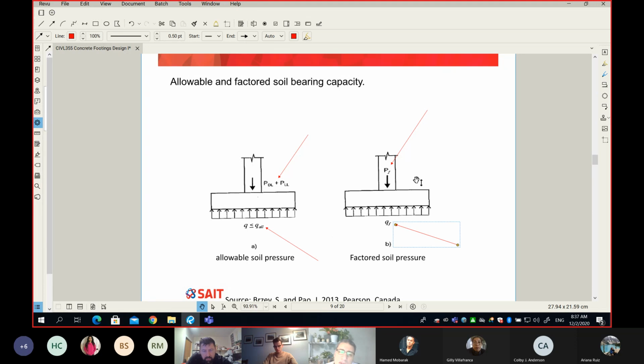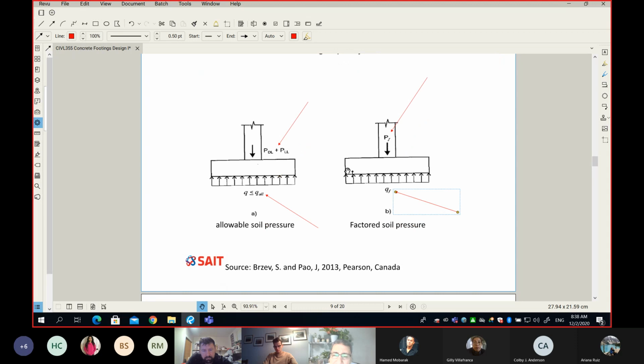No matter what you use to size your footing, in our concrete design, when we try to find how many bars and what's the depth, what do we do? Do we use working stress or ultimate limit state? What do you think? Ultimate limit state.